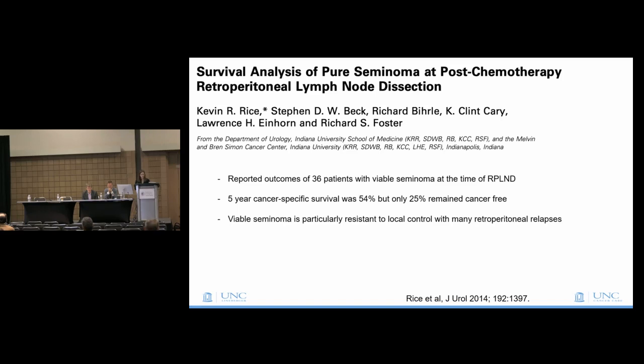That being said, this study included a lot of patients that had a second RPLND that had viable seminoma in it, and it also included patients that were having surgery after salvage chemo, so not after primary chemotherapy. And so this is a really, really high-risk group. One might argue this group may not even be representative of the kind of patients that many of us see. So I think it's a little bit biased towards poor outcomes because of those things, but it is an interesting thing to note.